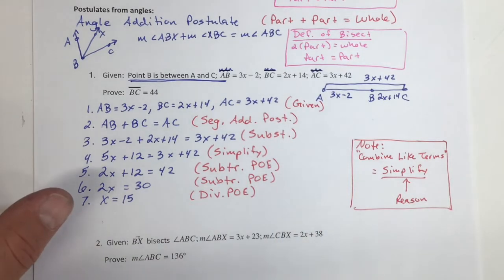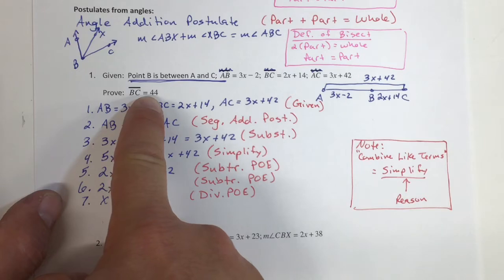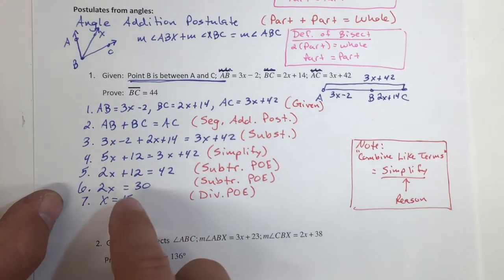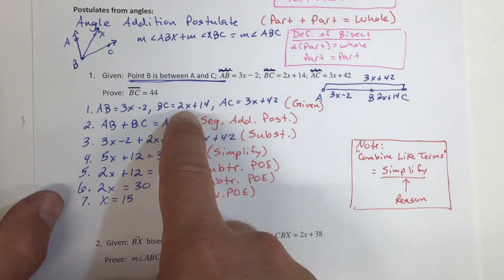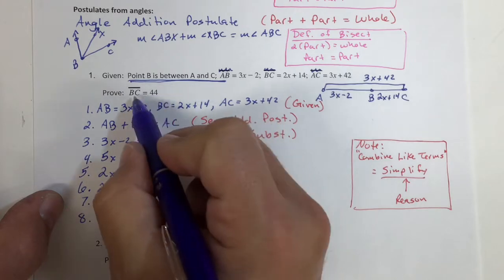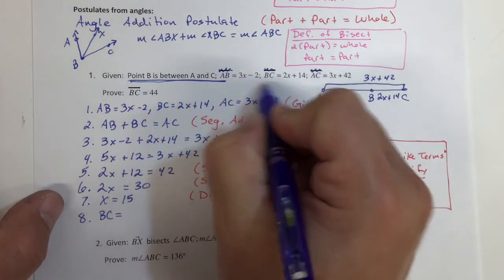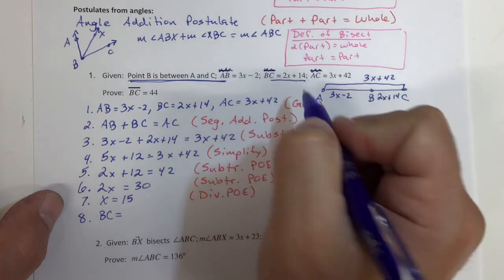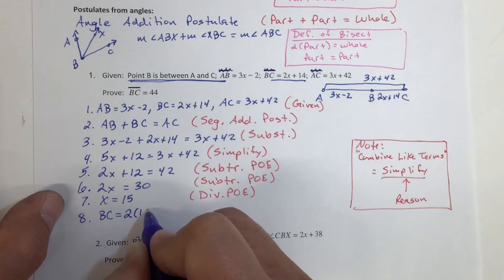Now, it looks like we're done, but remember, I want to prove something. I'm proving that BC is 44. So now we have to take what we would have and plug back into our BC equation. So we're actually going to write this like this. We're going to write BC equals, but instead of 2x plus 14, I'm going to plug in 15 for x.